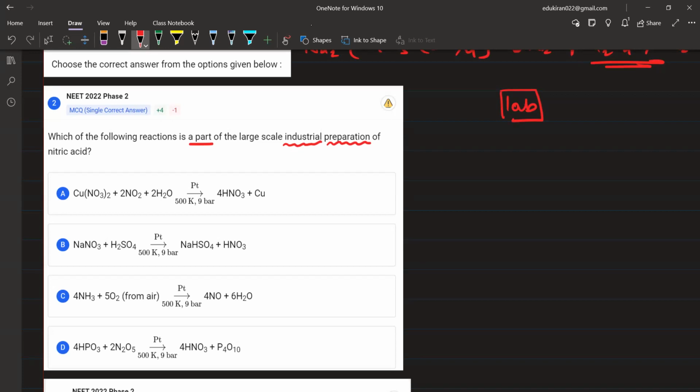So I am giving you 2 hints here. One, focus on this part: the following reaction is a part of large scale industrial preparation of nitric acid. And then the next part, industrial preparation. So if you see which of the following reactants is a cheap item, easily available, which option has that reactant?